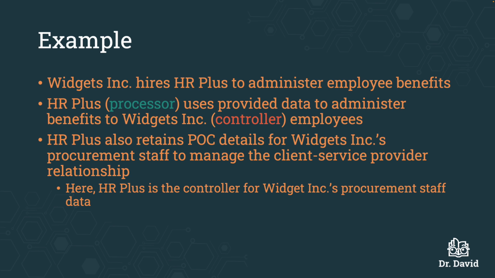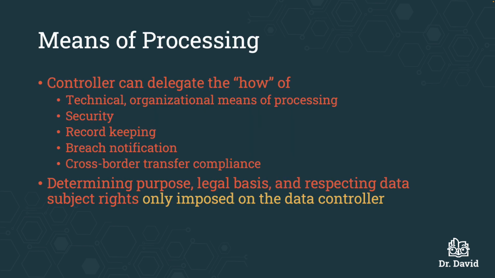So again, this is an example of how you want to focus on the activity-specific nature of the processing. When it comes to the means of processing, a controller can delegate the how. For example, the technical and organizational means of processing, security, record keeping, breach notification, cross-border transfer compliance. Remember, in a previous lecture, we talked about the essential and non-essential means of processing. If it's essential to the processing, then that's more likely to be the controller's responsibility. If it's non-essential, that's something that may be delegated out and could be the processor's responsibility.